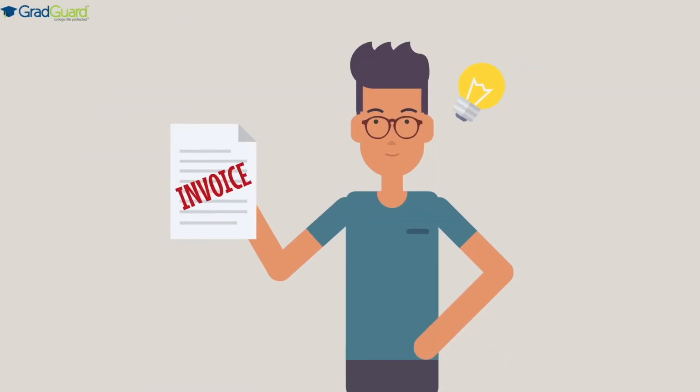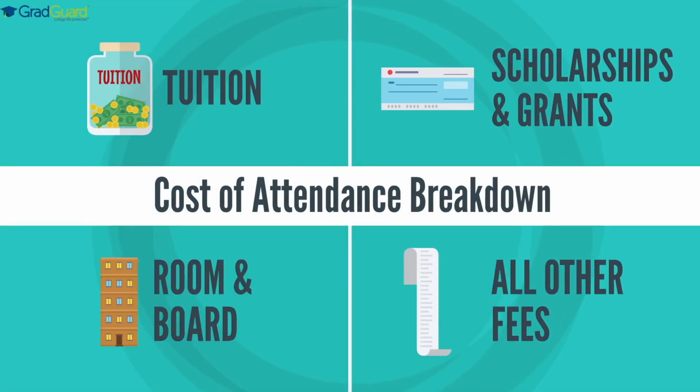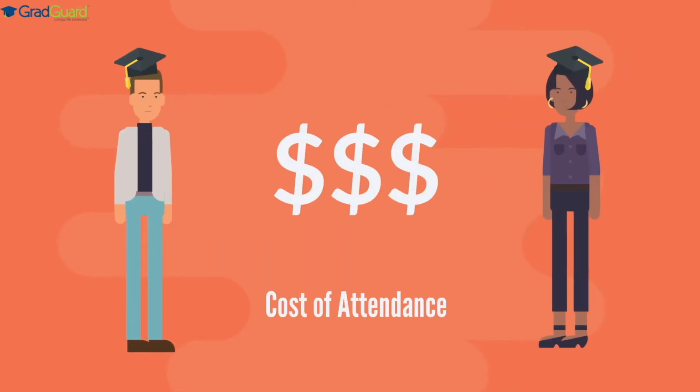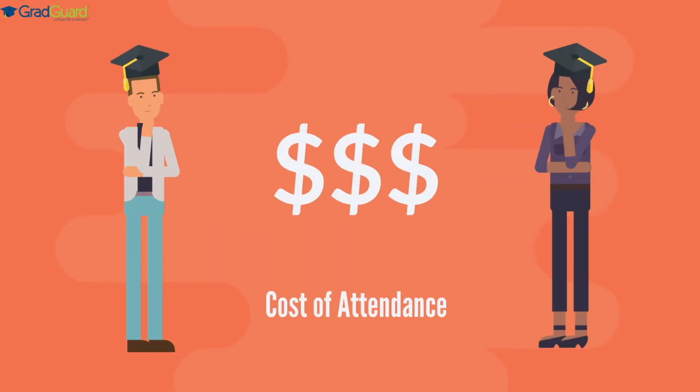Let's break down your cost of attendance into 4 major coverage categories. It might help to have your school invoice on hand. Keep these in mind when determining how much coverage you need: tuition, scholarships and grants, room and board, and all other fees. All institutions have a cost of attendance, which is the average annual cost to attend. This includes tuition and fees, room and board, books, supplies, and other expenses.